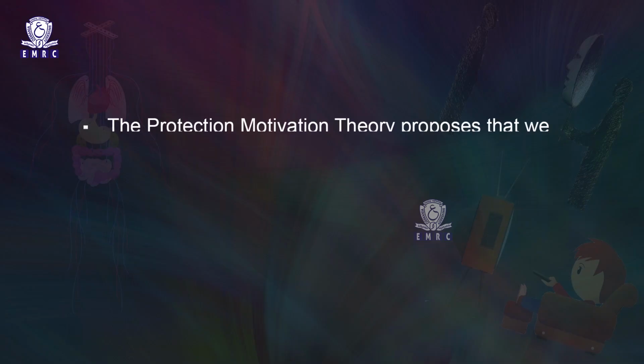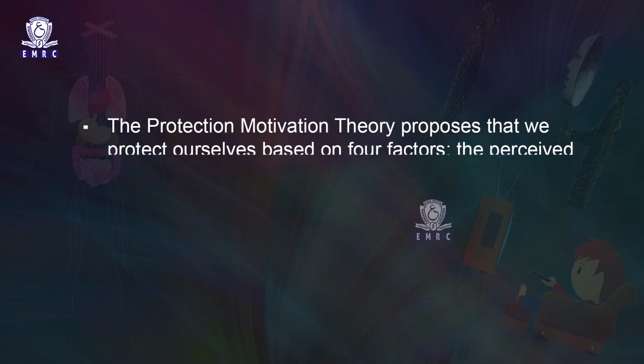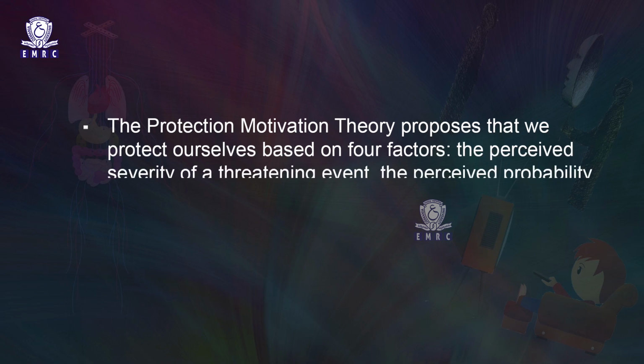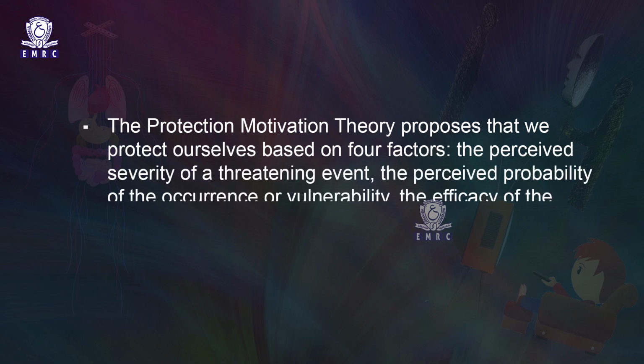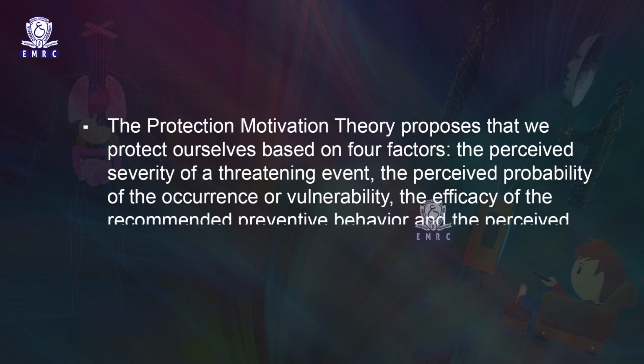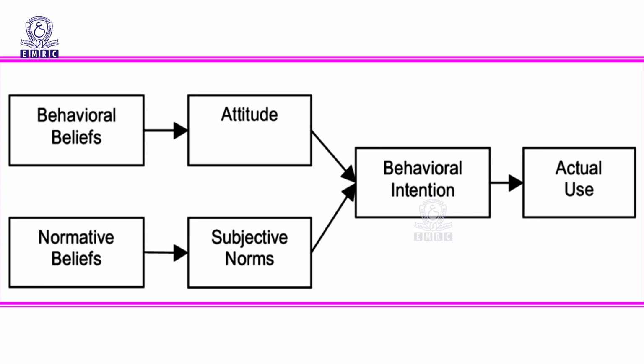The protection motivation theory proposes that we protect ourselves based on 4 factors: the perceived severity of a threatening event, the perceived probability of the occurrence or the vulnerability, the efficacy of the recommended preventive behavior, and the perceived self-efficacy. Then the theory of reasoned action is a model that finds its origins in the field of social psychology. This model defines the links between beliefs, attitudes, norms, intentions, and behaviors of individuals.